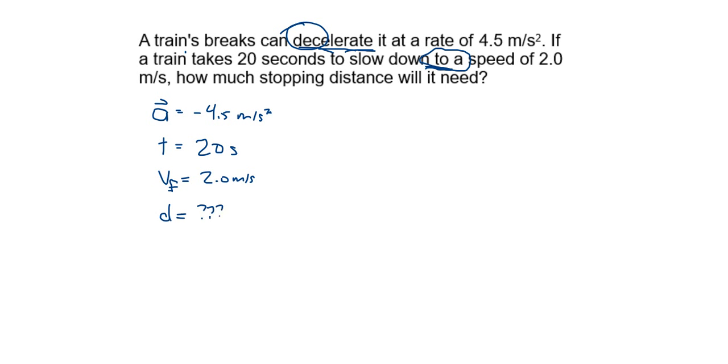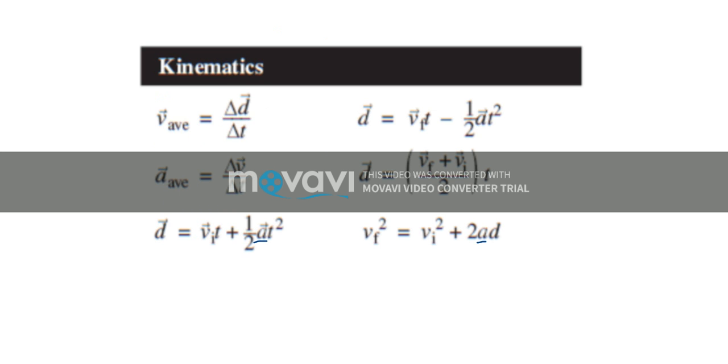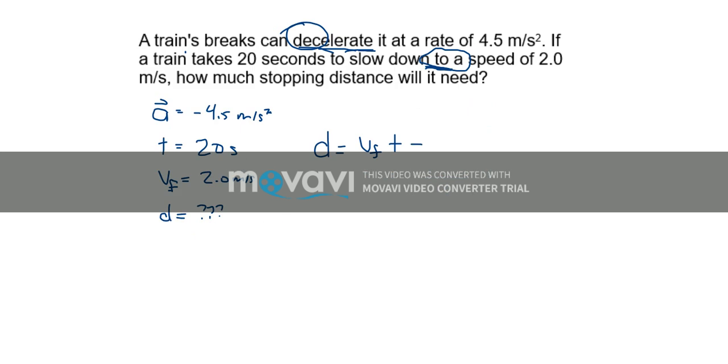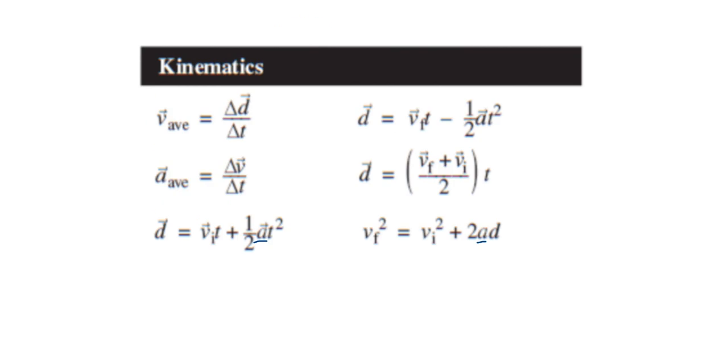And so putting all this together, what we end up getting then is this formula here. D equals VFT. And then if you go back to the previous slide, just to double check, it's VFT minus 1/2 AT squared. This is this formula right here that we're using.